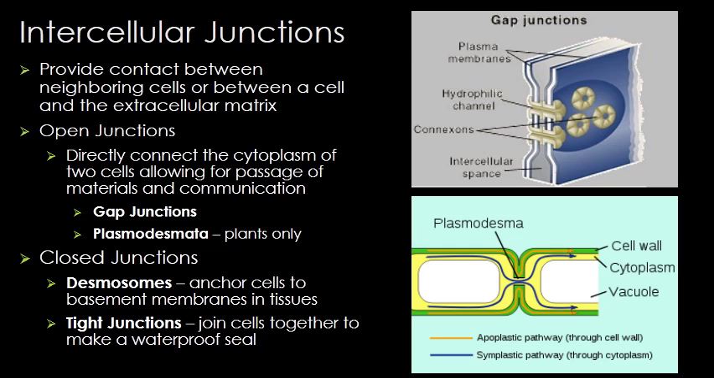The similar structure in plants is the plasmodesmata, which you can see is an opening in the cell wall between plants, allowing for the streaming of materials. Plant cells do not have gap junctions, they have plasmodesmata.